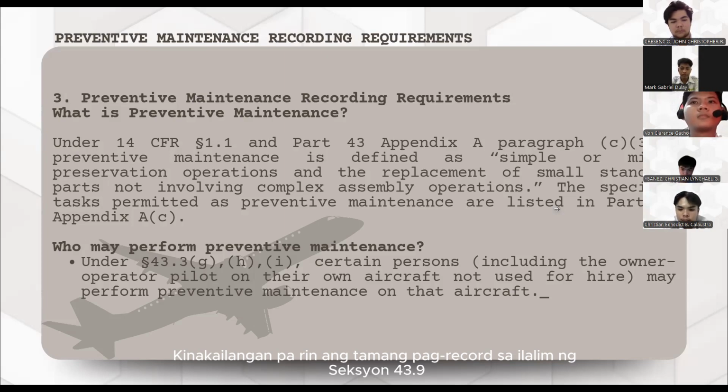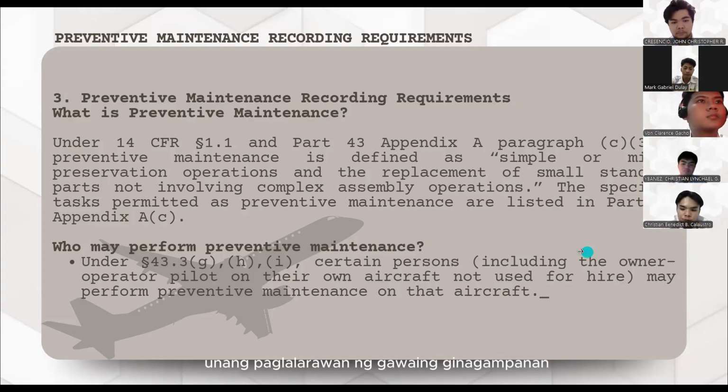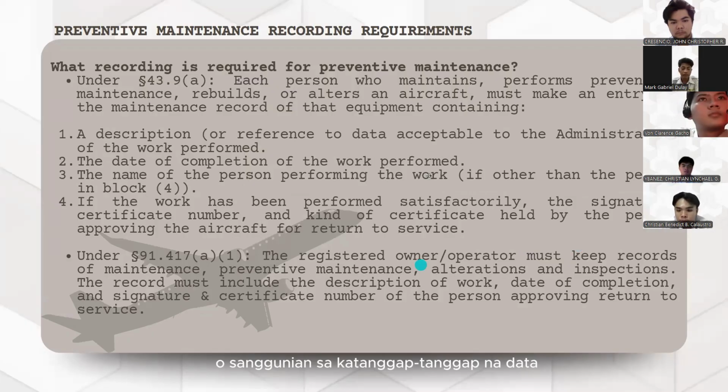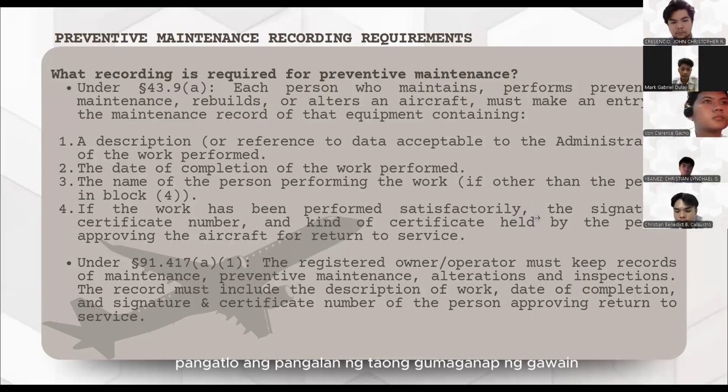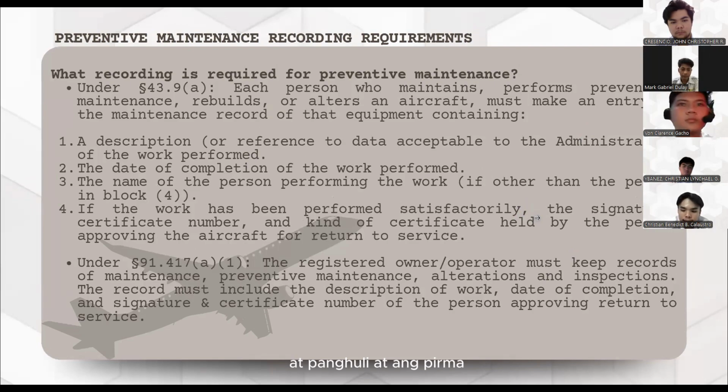Under Section 43.9, any person who performs preventive maintenance must enter the following information in the maintenance record. First, a description of the work performed or reference to acceptable data. Second, the date of completion. Third, the name of the person performing the work. And lastly, the signature, certificate number, and certificate type of the person approving the aircraft for return to service.